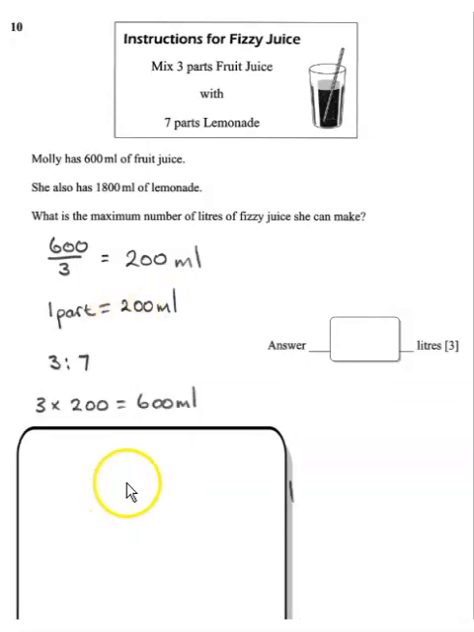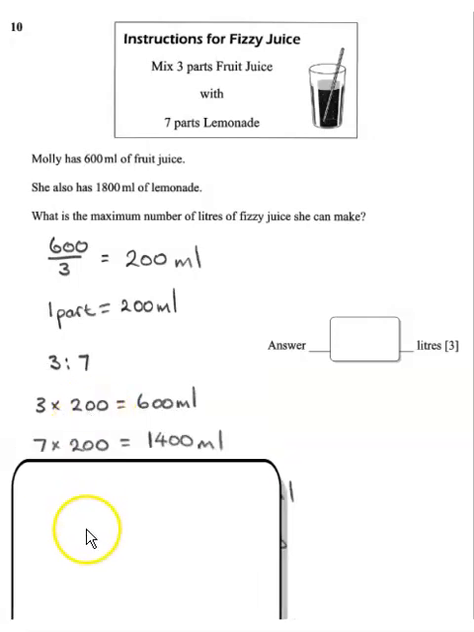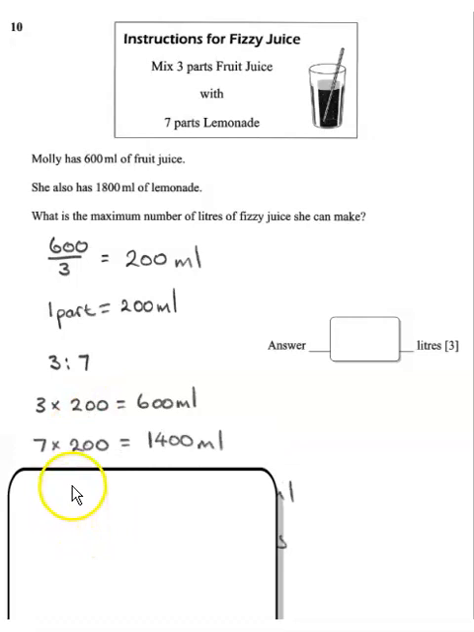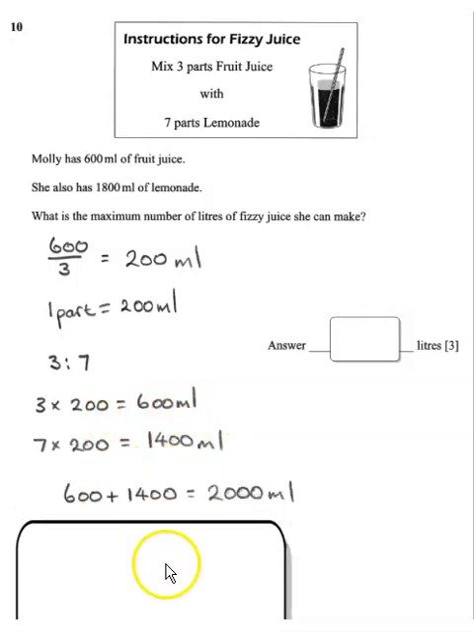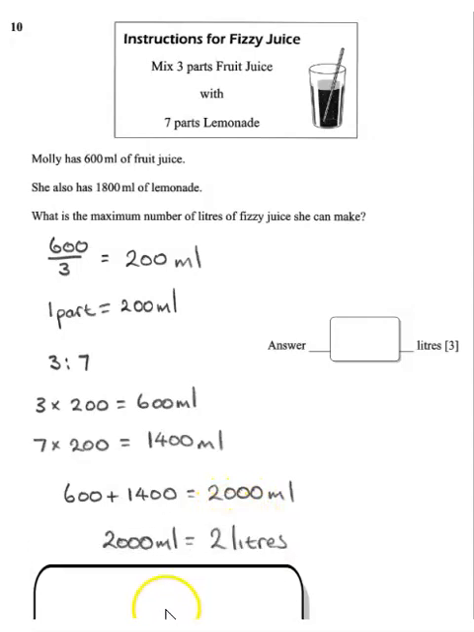We can see that we multiply 3 with 200 and we multiply 7 by 200, which gives 600 millilitres for fruit juice and 1400 millilitres for lemonade. When we add those two together, we can see that that makes 2000 millilitres. Changing that to litres, it's 2 litres. So the maximum number of litres of fizzy juice she can make is 2 litres.